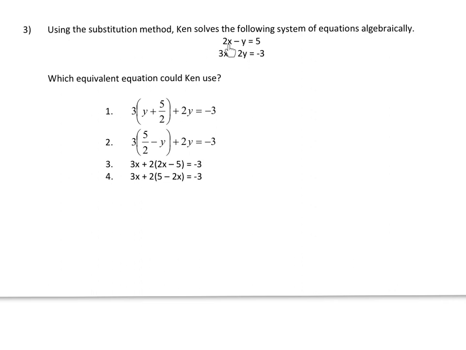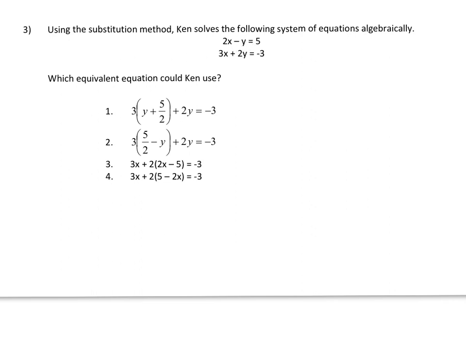Now, I'm looking. This x has a 2 in front of it. This x has a 3 in front of it. This y down here has a 2 in front of it. Even though this has a -1, it's still a 1 in front of the y, even though it's a -1, right? This is going to be the easiest variable, in my opinion, to get by itself.